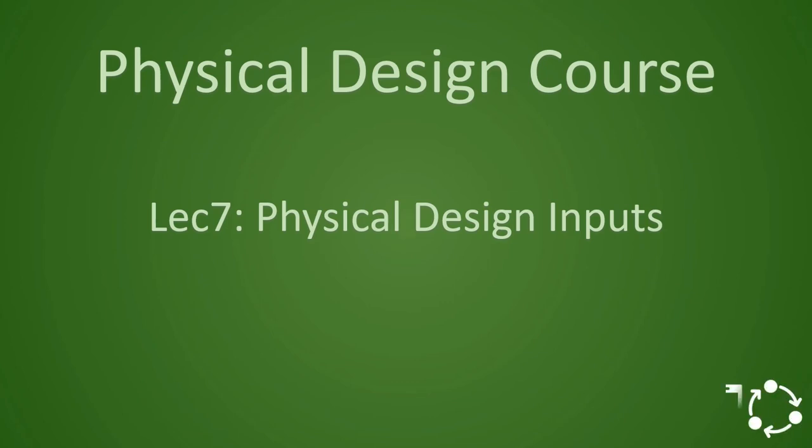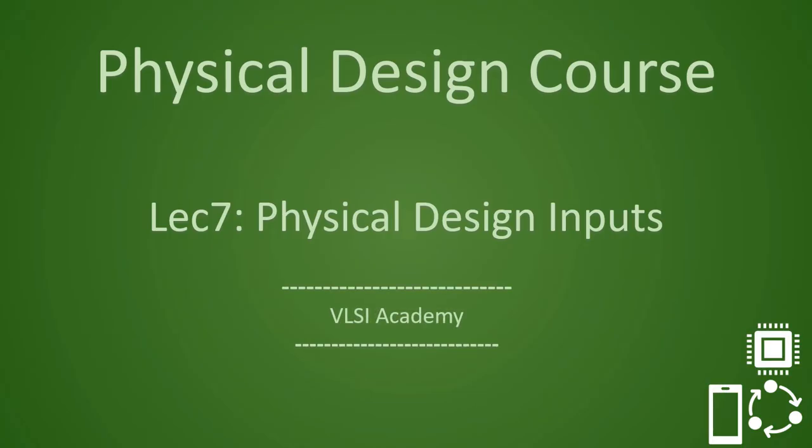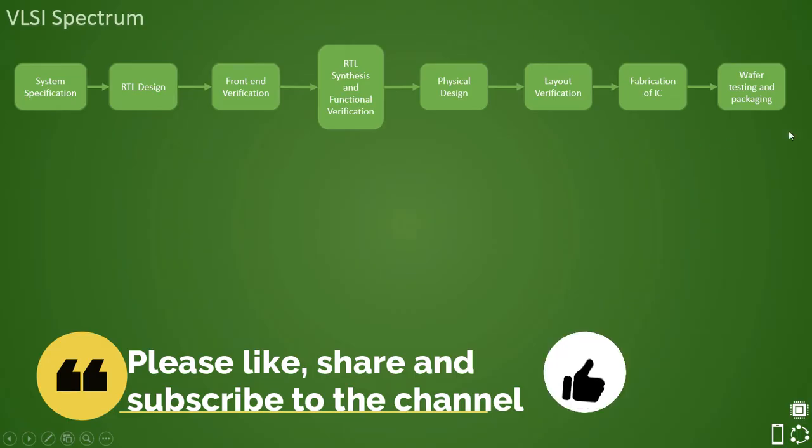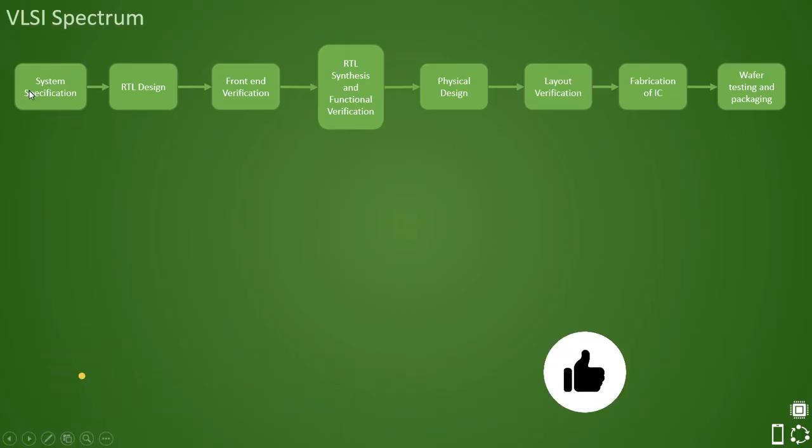This is Physical Design course, lecture 7, where we shall be looking at some very important and interesting topics for those who are in academics and in the professional engineering world. In one of the previous videos, we have already seen the entire VLSI spectrum, which starts with system specification in which architecture is designed, and then RTL code is designed for that architecture. Then front end verification or ASIC verification is done, and then synthesis, and then comes the role of PD, which hands off to the layout verification team.